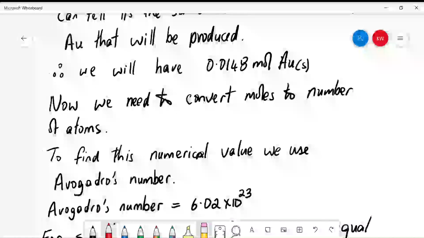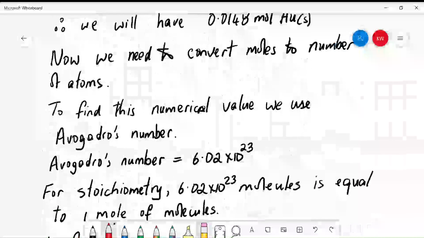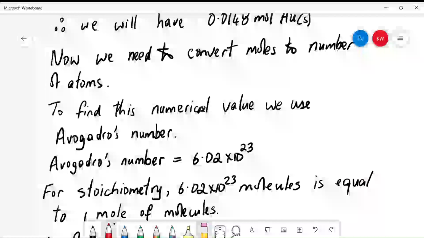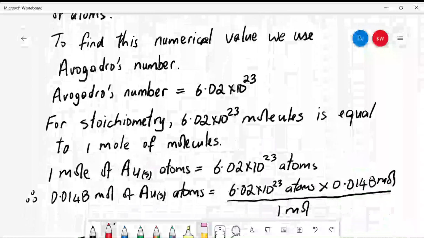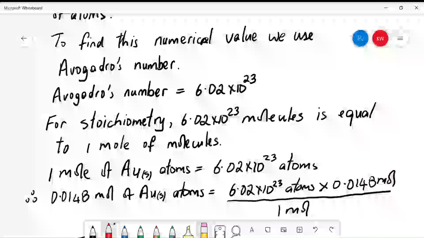In order to do this, we have to bring up Avogadro's number. For those of you who have a little problem with Avogadro's number, you may need to refresh your memory. Avogadro's number is equal to 6.02 times 10 to the 23. For stoichiometry, 6.02 times 10 to the 23 molecules is equal to 1 mole of molecules, or 6.02 times 10 to the 23 atoms is equal to 1 mole of atoms. So 1 mole of gold atoms is equal to 6.02 times 10 to the 23 atoms.